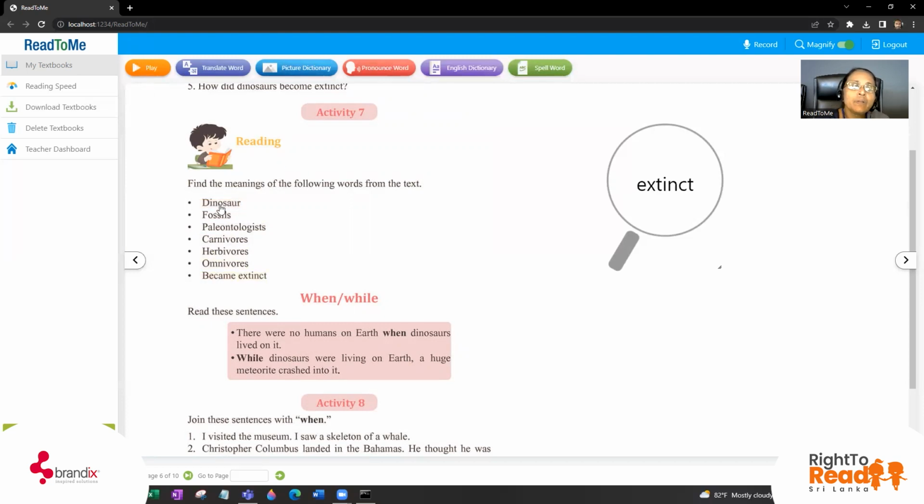You have to refer to the lesson and the words to find out their meanings. You can use your own language, your mother tongue, Sinhala or Tamil. It's so simple. You can just refer to the dictionary. If you want to, look at the pictures and write down the meanings of these words.